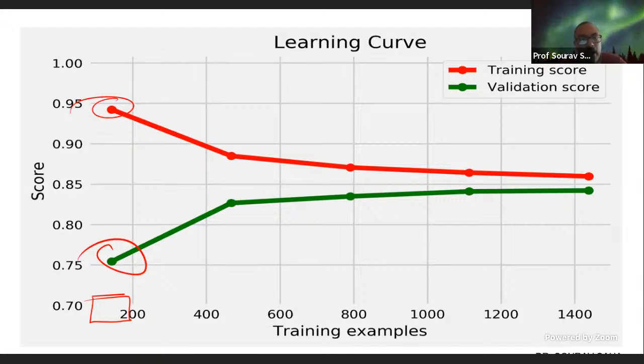So initially, my performance on the training data is pretty high, and then what is happening is that this performance comes down. All of a sudden, this performance comes down.